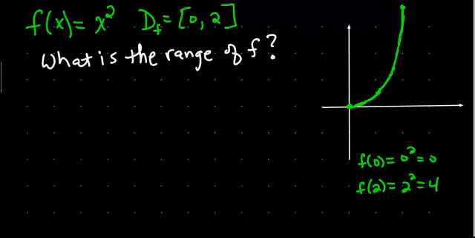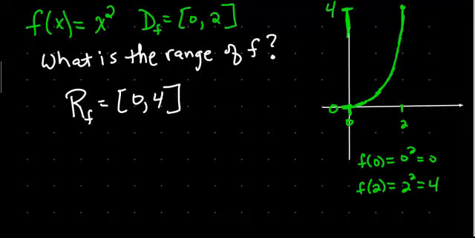Because that's the only place where this function exists, between the domain of 0 and 2, and the range here of 0 to 4. Okay? So we see here easily that the range of f, we'll say R of f, equals the interval from 0 to 4. We'll do a more formal way of solving it in just a little bit, because we know that the range of f is the domain of the inverse function. So let's go to our next problem here.